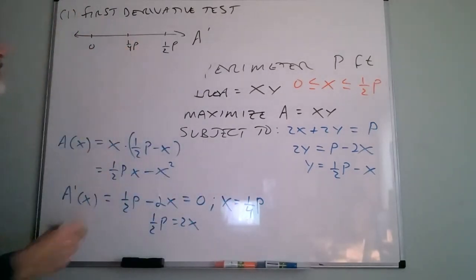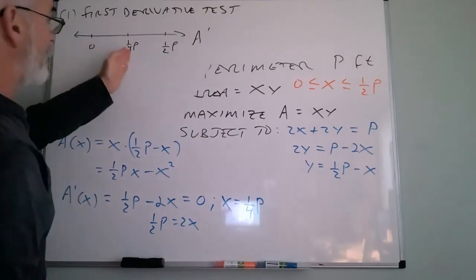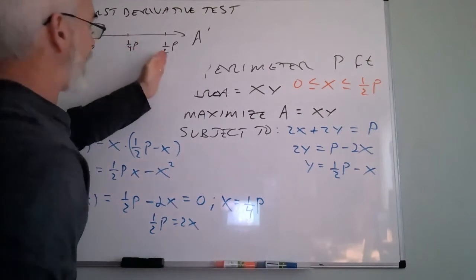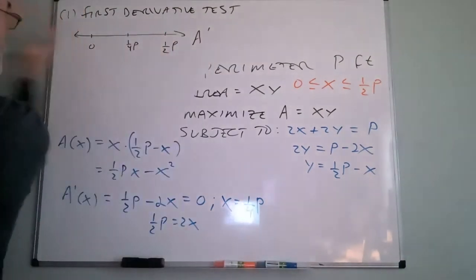So right now I've created a situation where there are only 2 intervals. There's the interval from 0 to 1/4 p, and there's the interval from 1/4 p to 1/2 p, because there's nothing on that side.